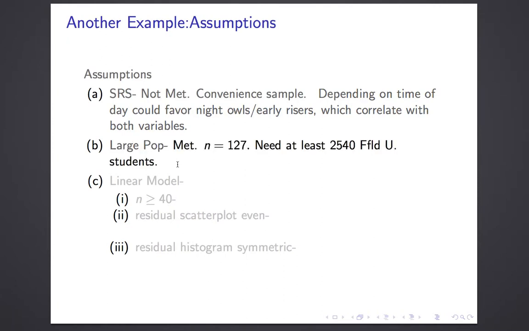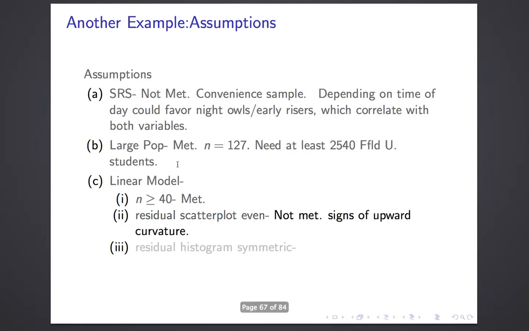N is 127. We'd need at least 2,540 Fairfield U students, and that's surely met. Linear model. N certainly more than 40. We have N equals 127. The scatter plot of the residuals is not met. Let's go back and look at that.